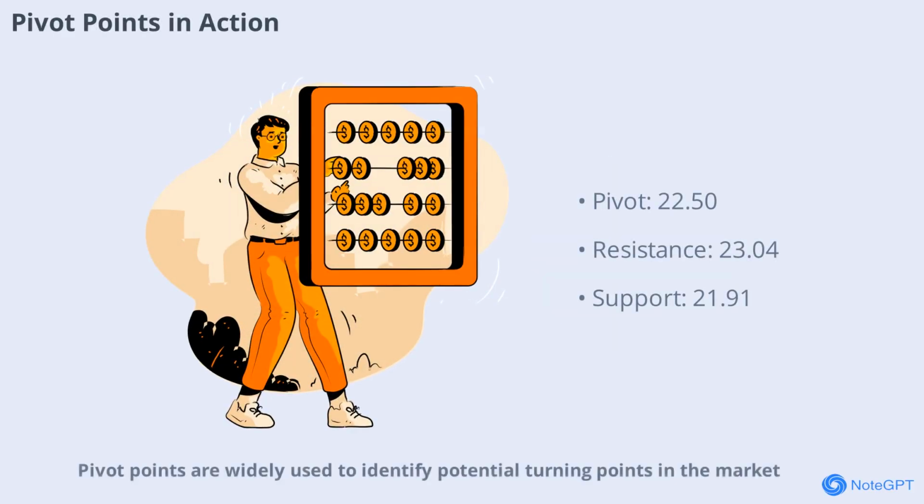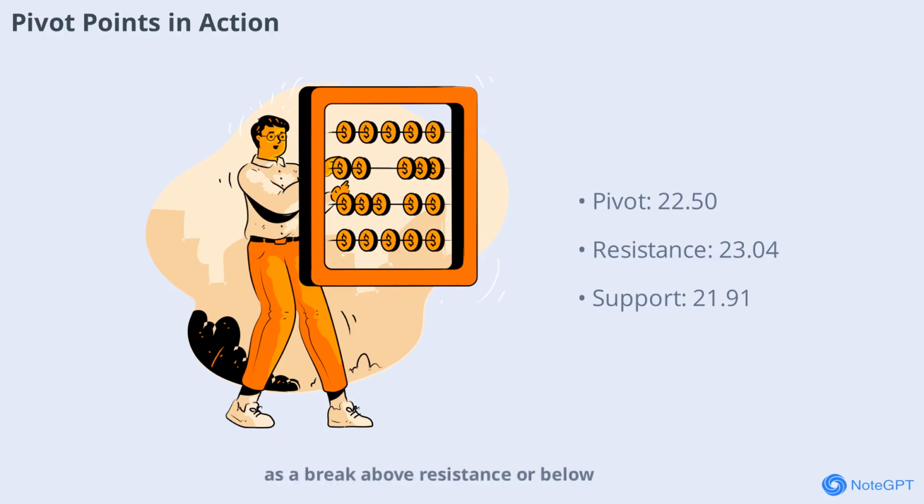Pivot points are widely used to identify potential turning points in the market. For MVLL, the pivot point is 22.5, with resistance at 23.04 and support at 21.91. These levels are especially relevant given the current price action, as a break above resistance or below support could trigger increased volatility and new trends.